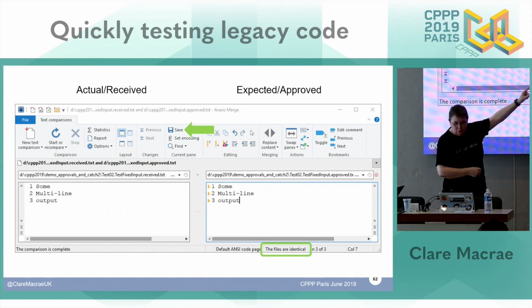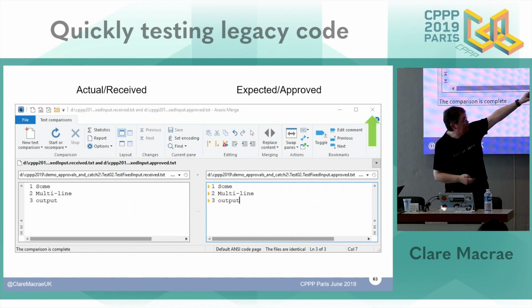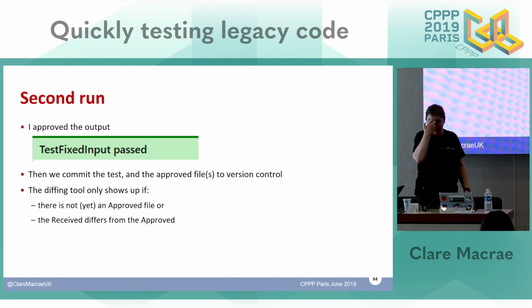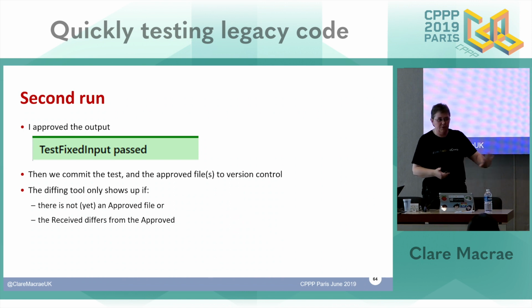So we need to save the file by clicking on the Save button. And now the file is saved, and now we close the differencing tool. And that's it, we have approved the output of that test. When we rerun the test, approvals now says the test file passed, and Visual Studio passes that on to us. So once we have done that, we commit our new test and the approved file to version control. And from that point on, approvals only shows the differencing tool if there's a change in behaviour. So its default is to be silent.